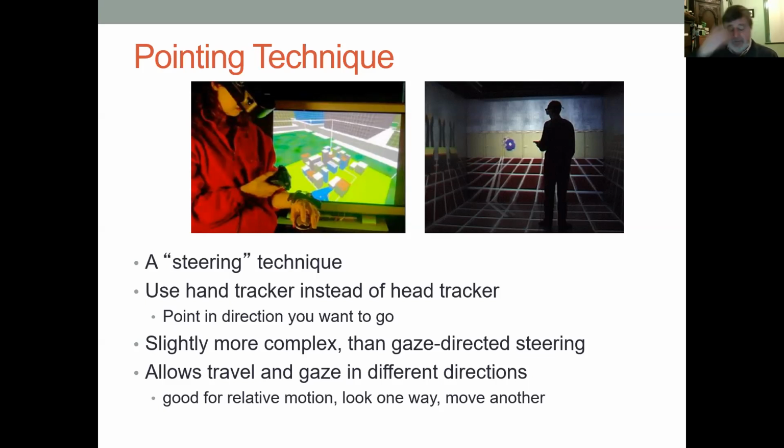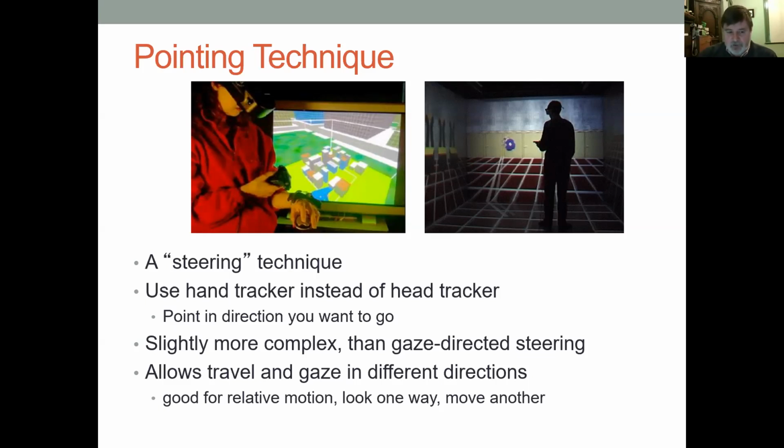it's easy to implement and sometimes difficult for people to control. I should point out that a lot of these are assuming that you're just moving over the ground as if you're walking. You can fly. It is VR.